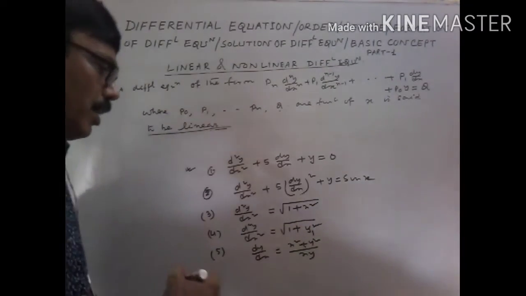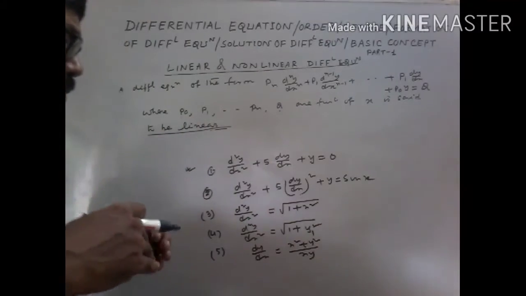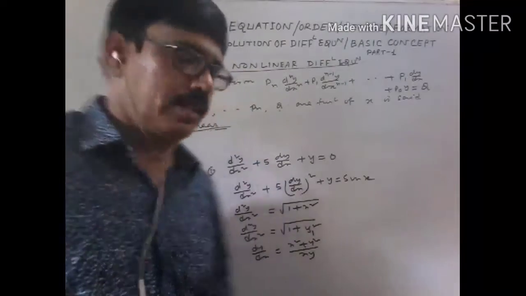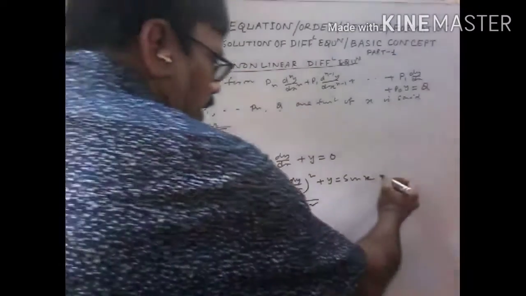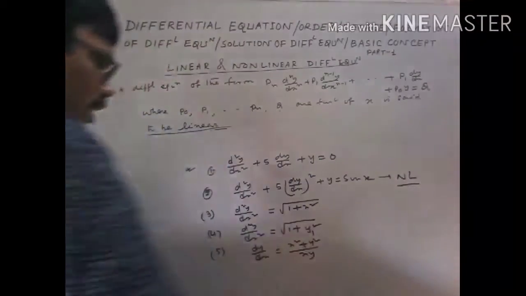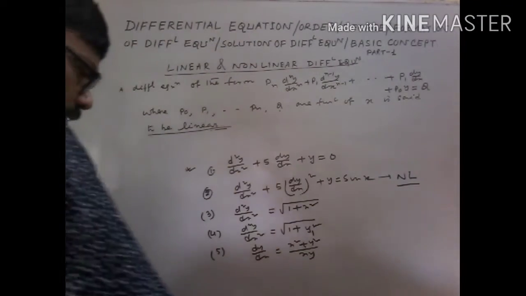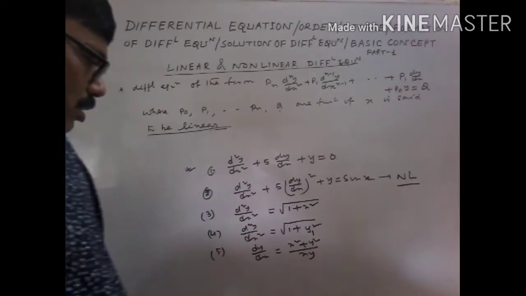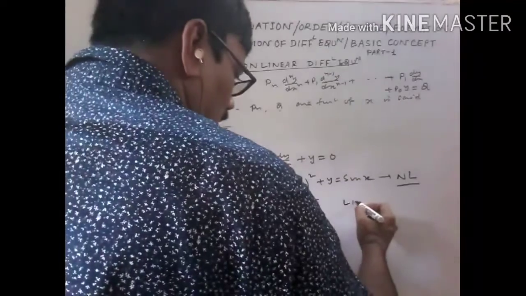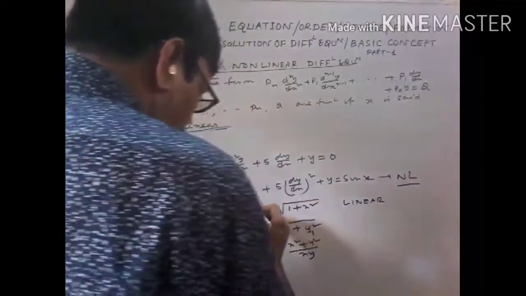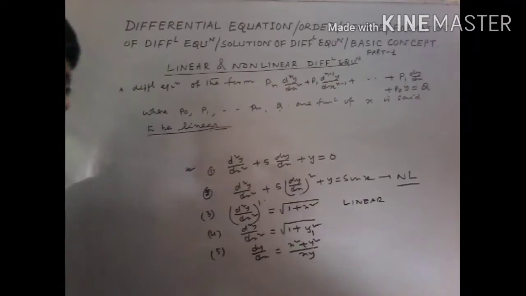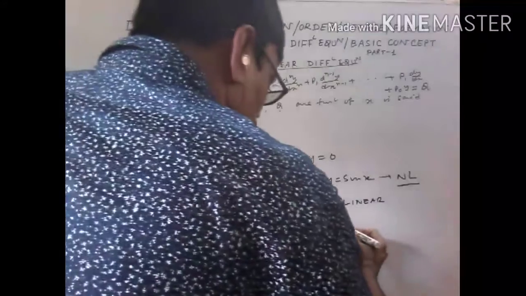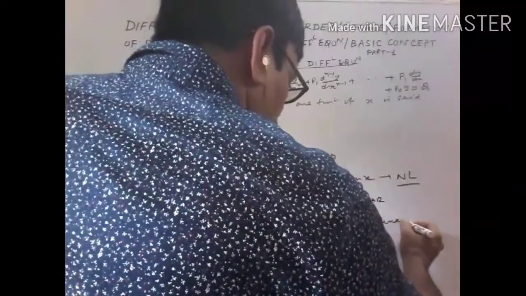So look, if the power of any kind of derivative is more than 1, it is non-linear. So this one is non-linear. Now this problem number 3, d2y/dx2 equals root over this. This is linear, the power is 1. Now look, d2y/dx2 equals 1 plus y1 square. This is non-linear.